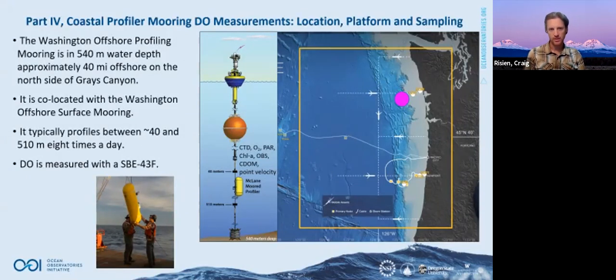The profiler mooring consists of a surface expression. So you can see the profiler mooring there to the left of the map. It consists of a surface expression, a small buoy, a subsurface sphere, and below that a McLane profiler, which travels up and down a jacketed wire rope between 40 and 510 meters, approximately 8 times per day. The McLane profiler has a CTD mounted on it, along with oxygen and power sensors, a fluorometer that measures chlorophyll A, optical backscatter and CDOM, as well as a point velocity measurement sensor.